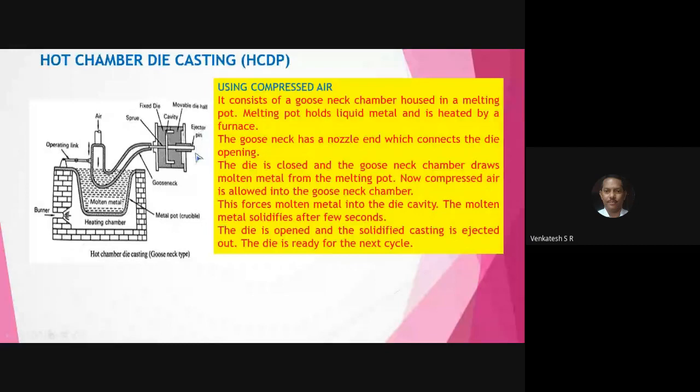Next, the ejector pin. The ejector pin makes the casting eject from the die cavity. So the ejector pin is a pin which is used for ejecting the casting from the mold cavity. So this is the hot chamber die casting process, HCDP.